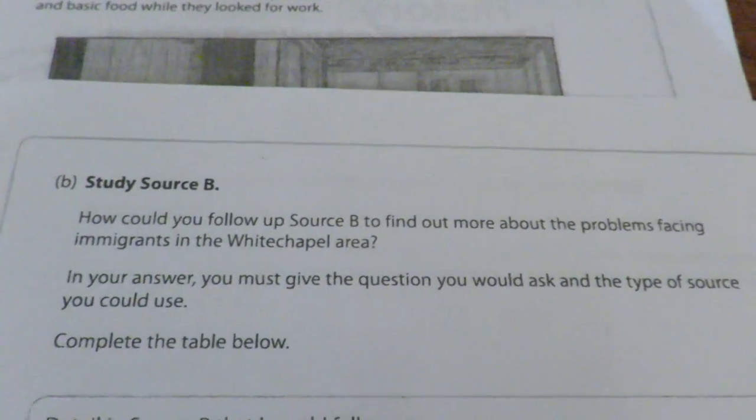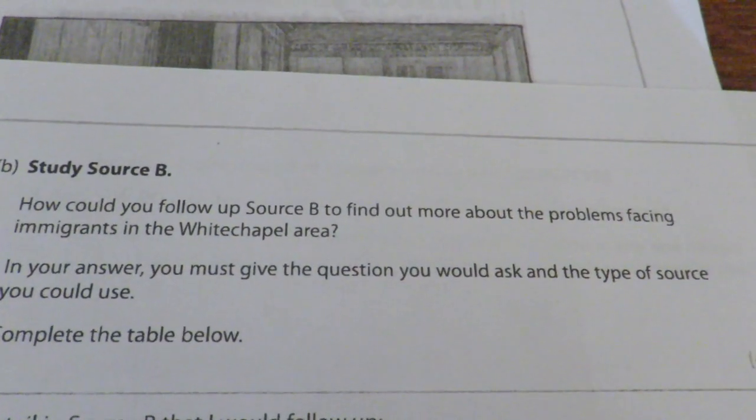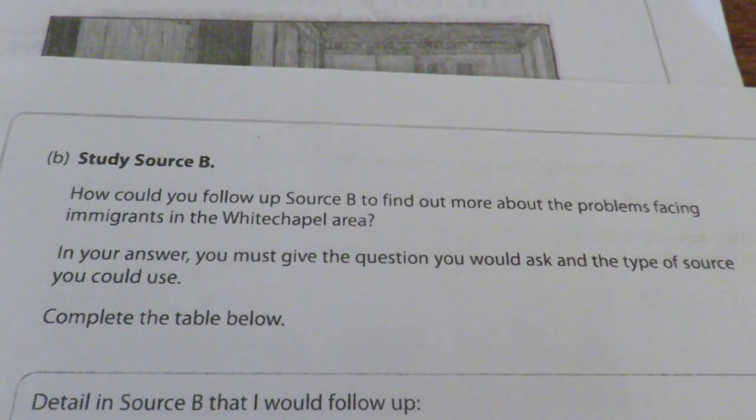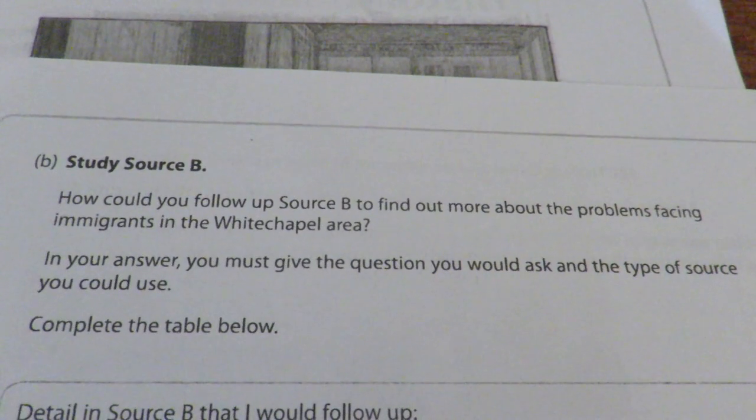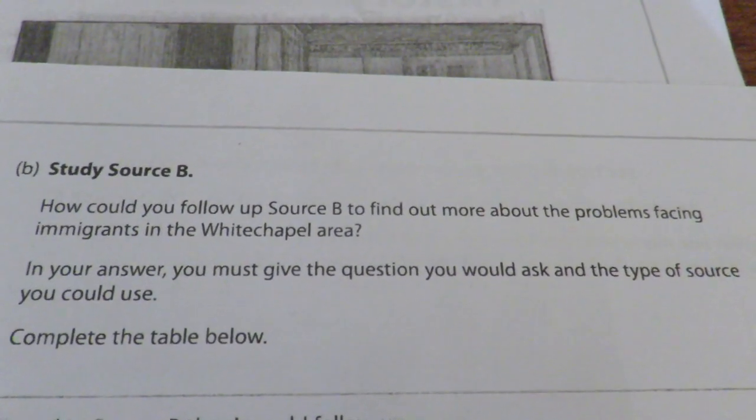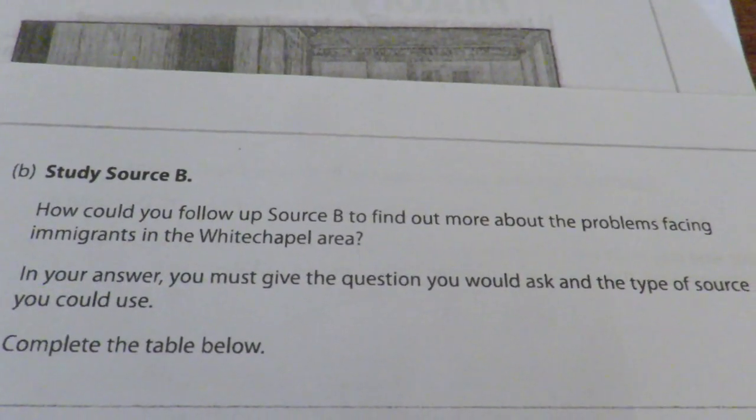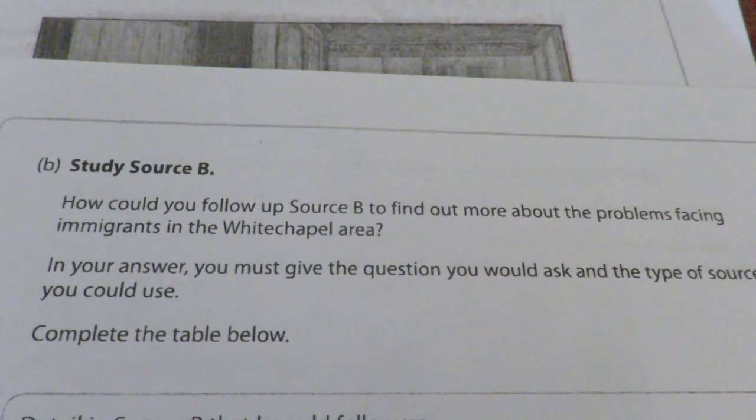It is asking us, how would you follow up source B to find out more about the problems facing immigrants in the Whitechapel area? In your answer, you must give the question you would ask, the type of source you could use. Okay, so here is an example that I did for you.